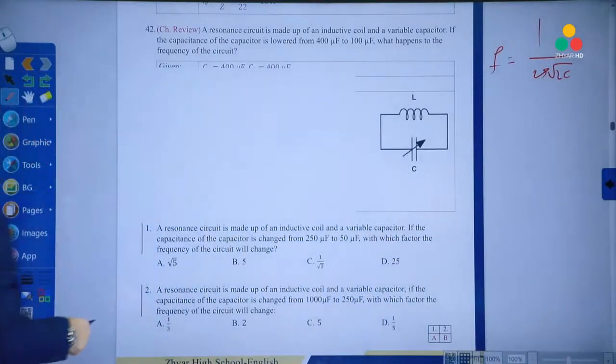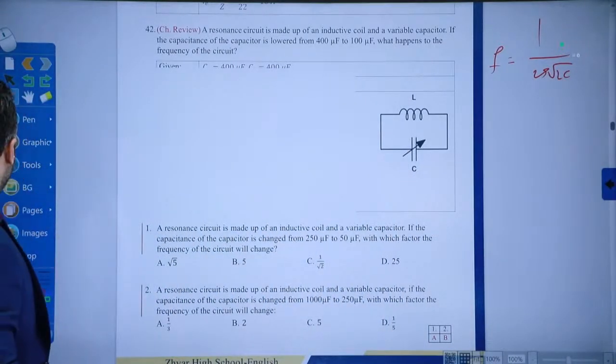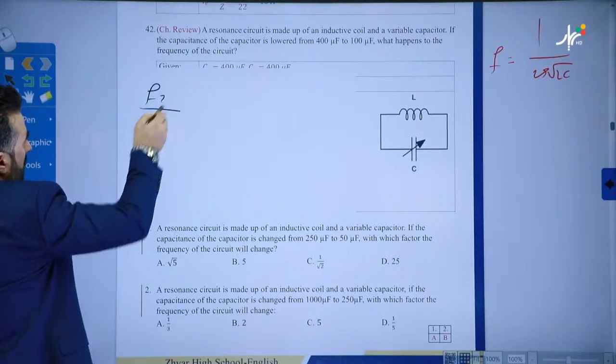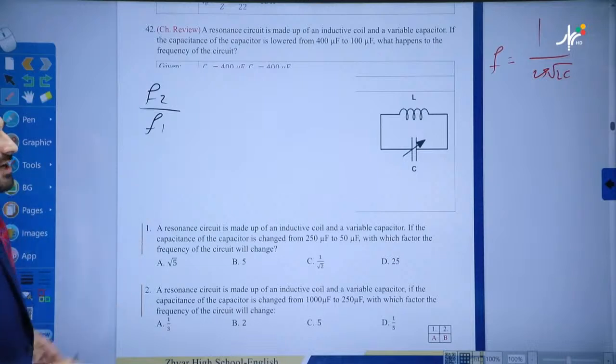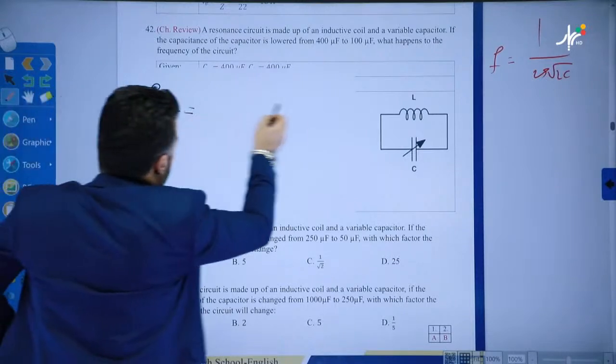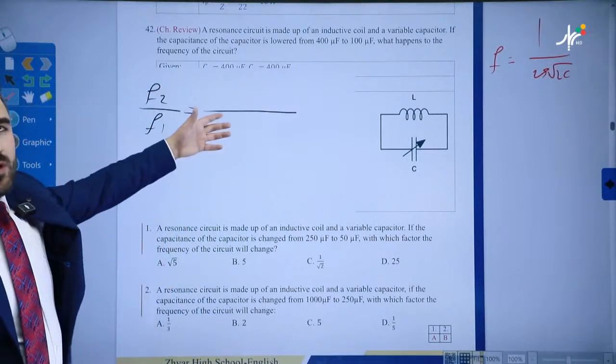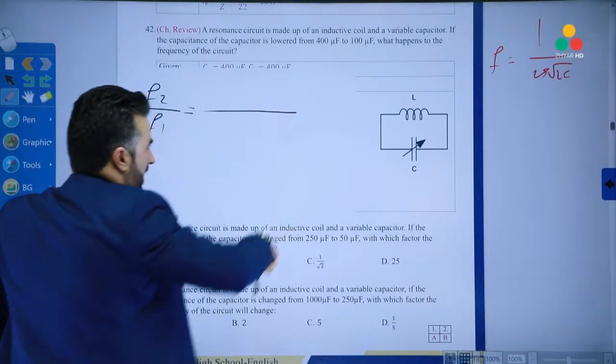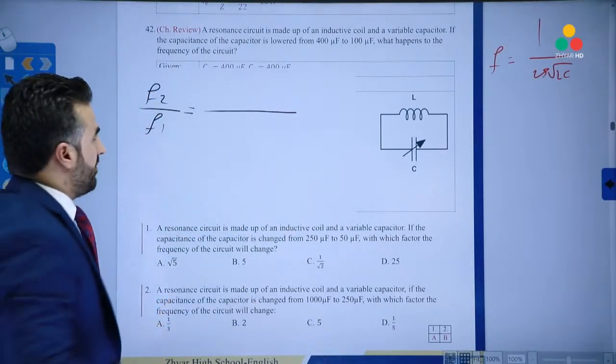But because we're changing the value of the capacitor, we will have two frequencies, okay? So let's say this is F2 over F1, because we're trying to find what will happen to the frequency. Now, of course, I can rewrite this in one step, but I'll show you something else before we write the final equation for this one.